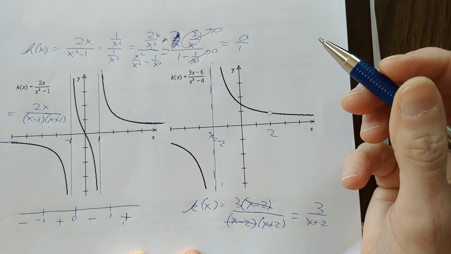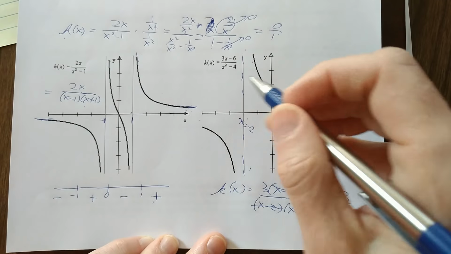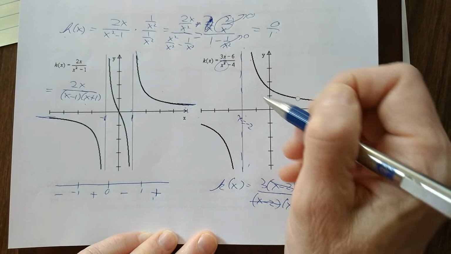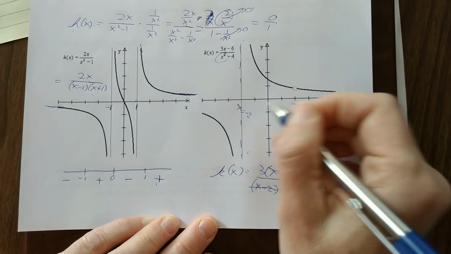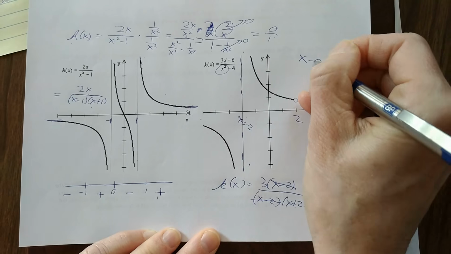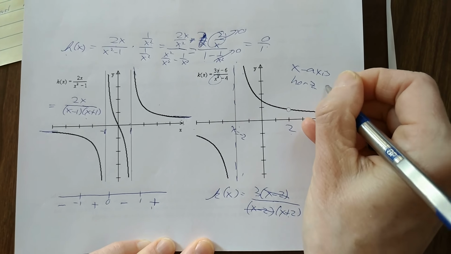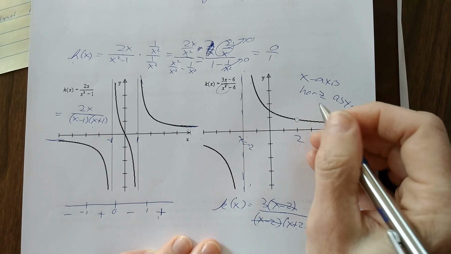One general comment about horizontal asymptotes: anytime the degree on bottom is bigger than the degree on top, we're going to have this situation where y goes to 0 as x goes to infinity. So the x-axis will be a horizontal asymptote, which I'm just going to abbreviate ASY.